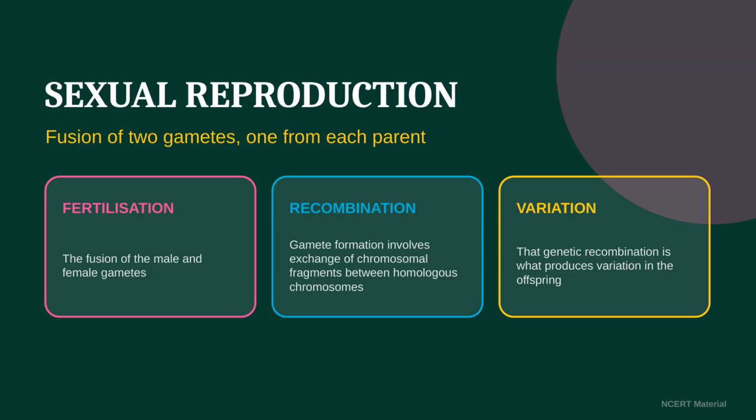Now let's move to sexual reproduction, which happens through the fusion of 2 gametes, one from each parent. This fusion is called fertilization. During gamete formation, chromosomal fragments are exchanged between homologous chromosomes, a process called genetic recombination. And it's exactly this recombination that produces variation in the offspring, which is the whole evolutionary advantage of sexual reproduction.